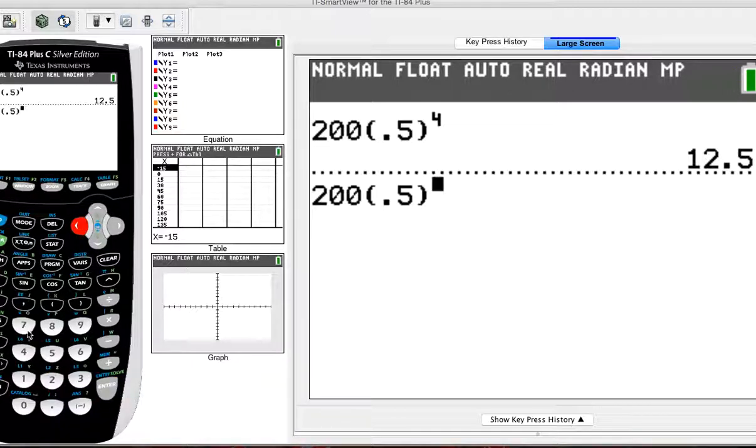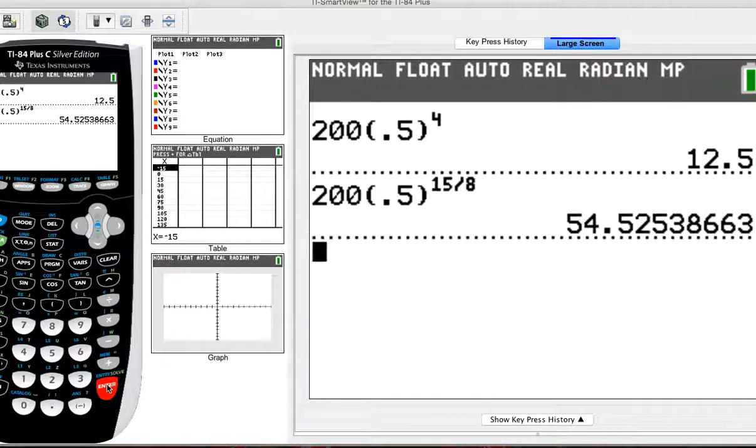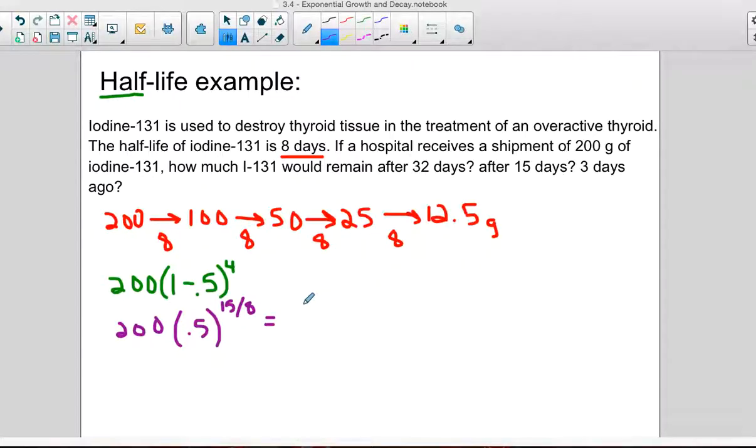So here, I'm just going to say 15 divided by 8. Make sure if you don't have this elevated exponent that you use parentheses. And we get 54.5 grams. And that's that answer, which should make sense, right?